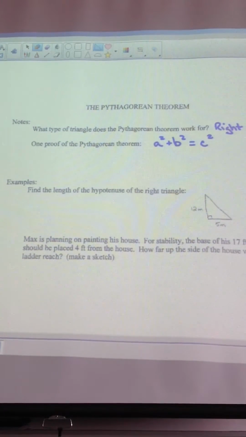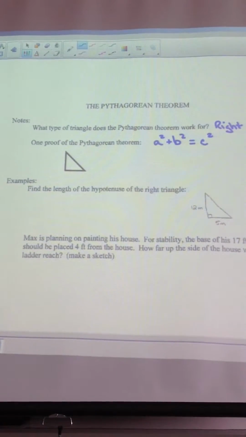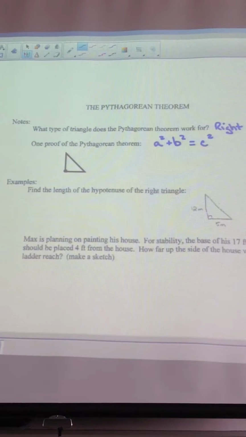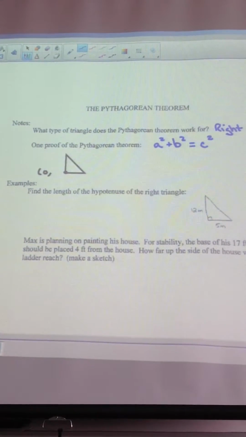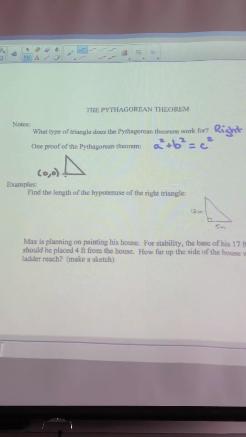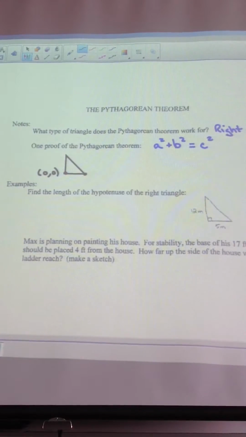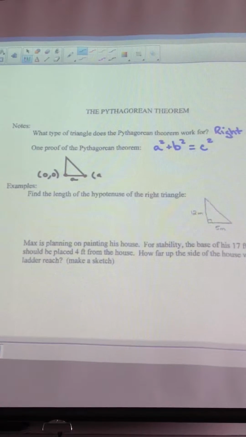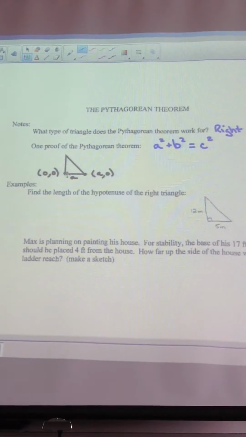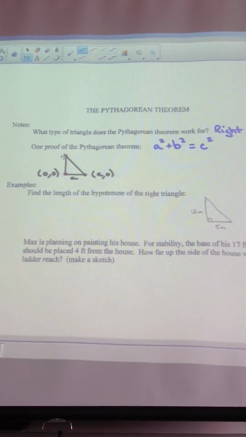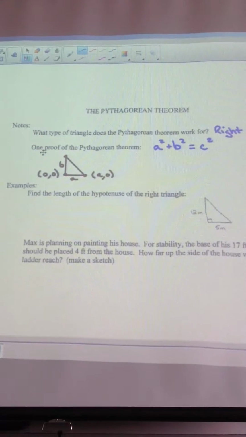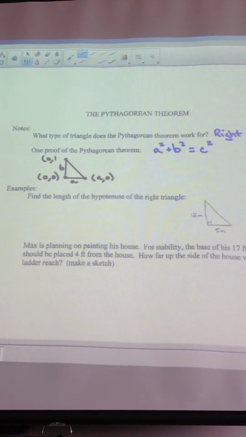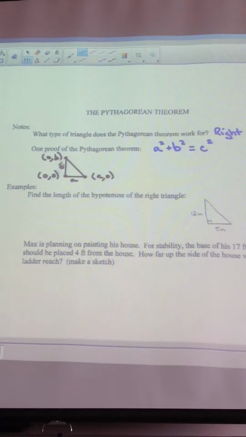And what in the world that means is that if you have a right triangle and we put this corner right here at the origin on the coordinate plane, and we say that we go over some distance, and we're going to call that distance A. That would put this point at the point A, 0. And we're going to go up on the y-axis a distance of B, which would put this point at 0, B. We can then call this third side C.